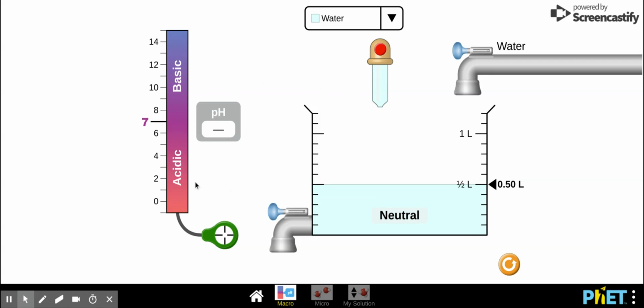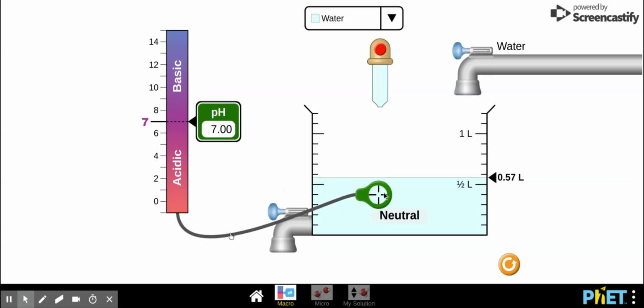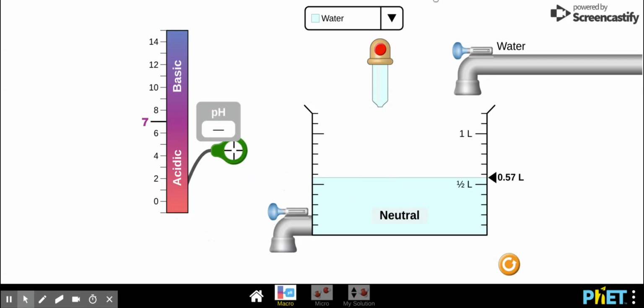So we have our pH tester, we have what the pH is actually going to be. We have a beaker with an outlet and an inlet for water. And then we have a pipette, which will continue to fill our container. So I would ask my students, what do we expect the pH to be? And of course, they're going to say neutral, so 7. Perfect, we got 7.